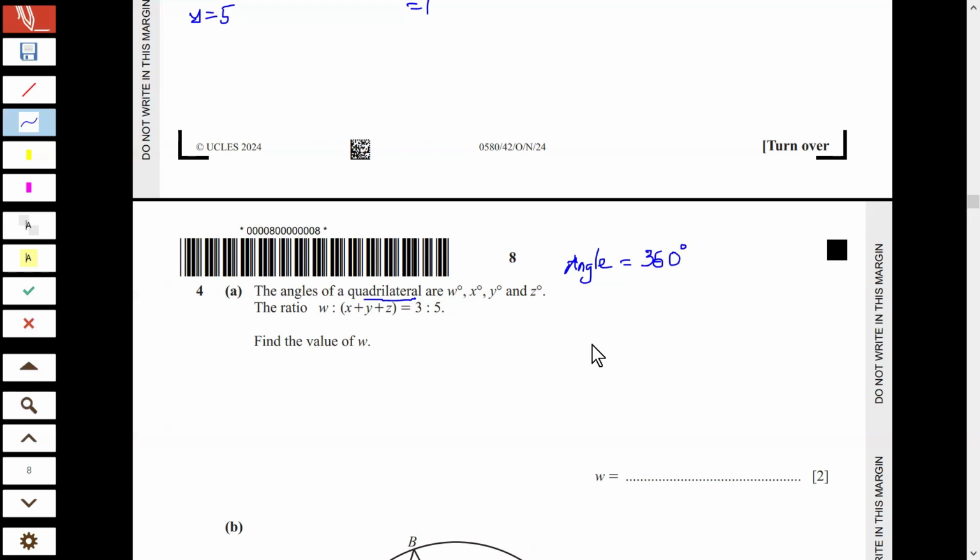So now the total ratio here is 3 plus 5. And 3 plus 5 is equal to 8. Now, this means that there are 8 parts in the ratio.